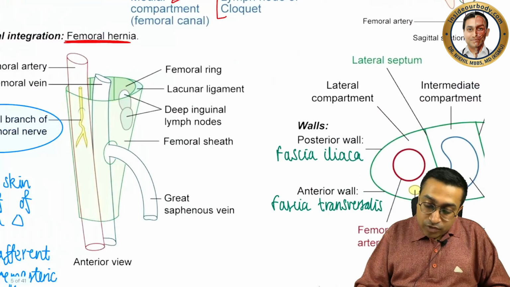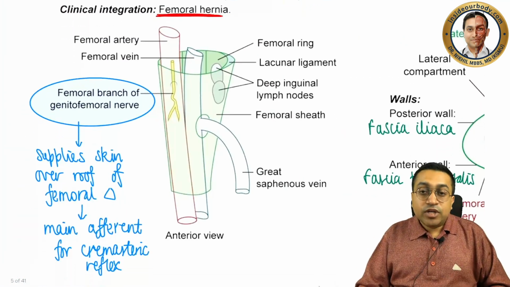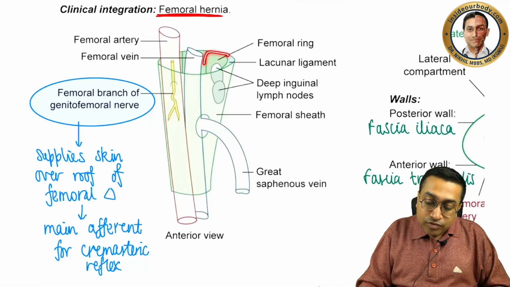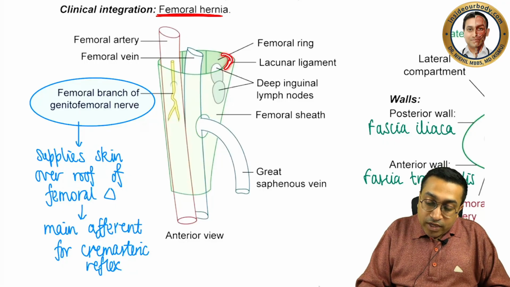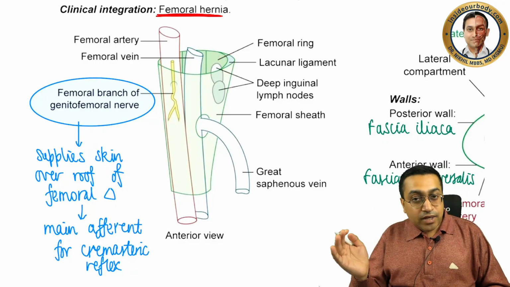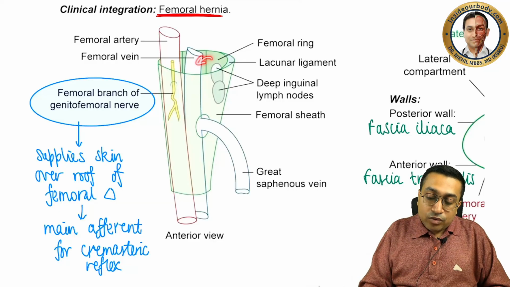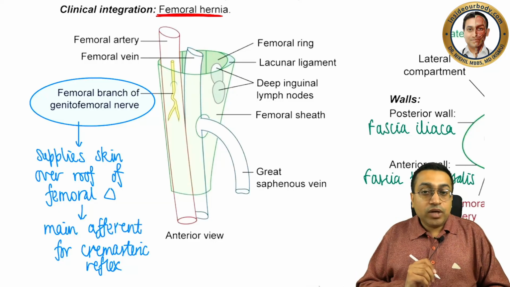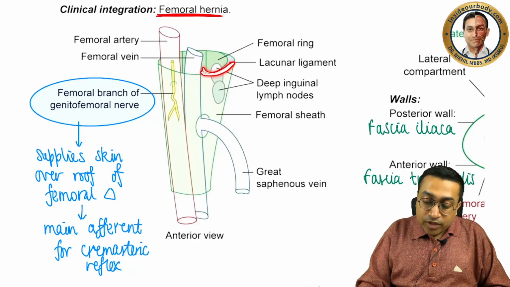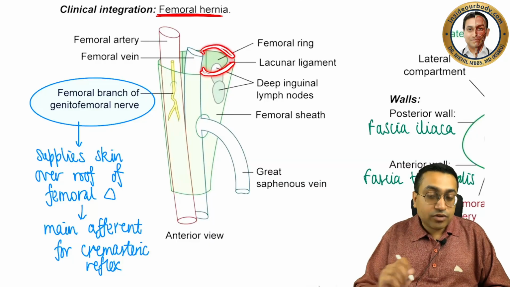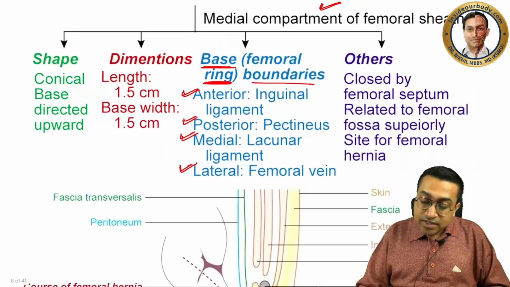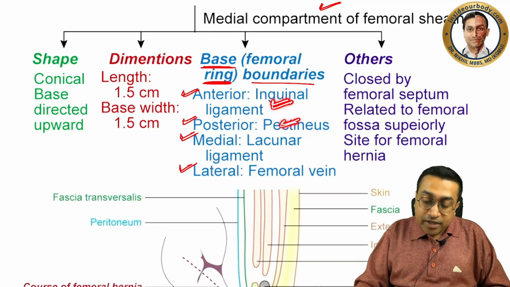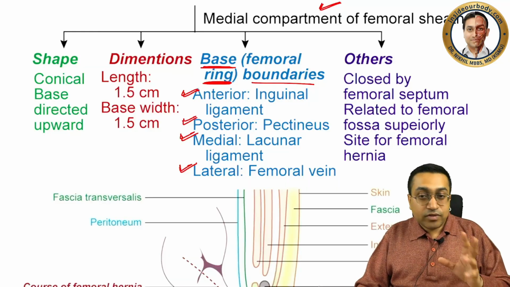If you look at this photograph, you can see the boundaries of this femoral canal, that is the lacunar ligament which is present medially. Laterally you have the femoral vein. Okay, anteriorly what is the structure and posteriorly what is the structure? Anteriorly and posteriorly, as we discussed, that is the inguinal ligament and pectineus, which we saw previously in the other photographs.